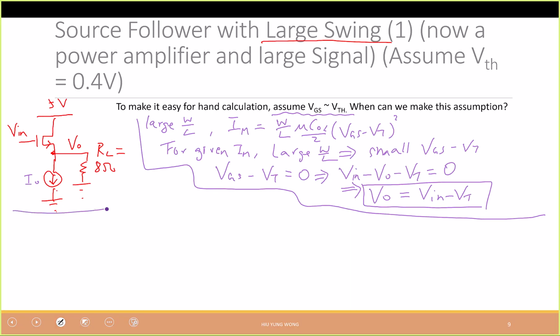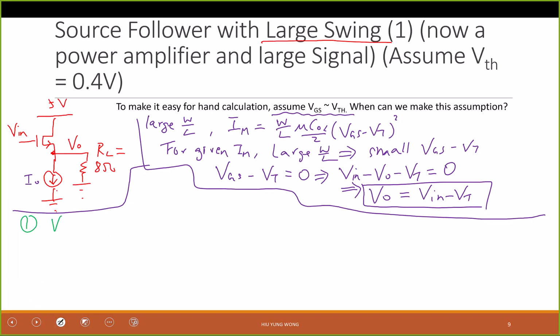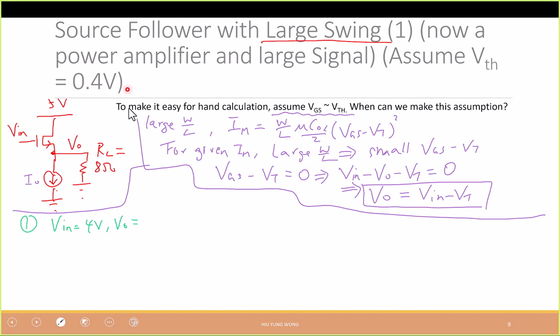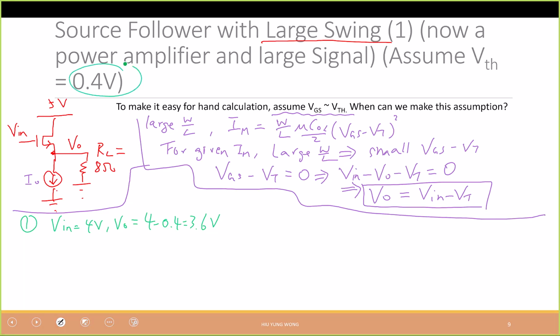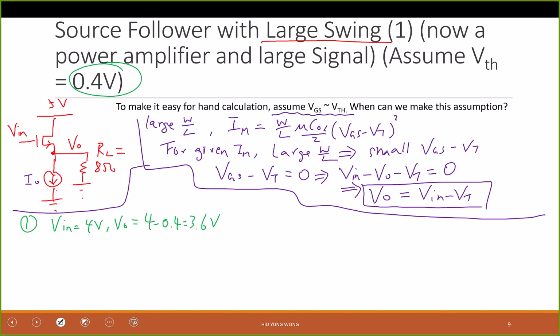The first scenario is this. What if V in equals 4 volts? What should be the V out in this case? I say VTH equals 0.4. Yeah, very good. So it is 4 minus 0.4 equals 3.6 volts. So V in now is 4 volts and V out is 3.6 volts. My question to you.